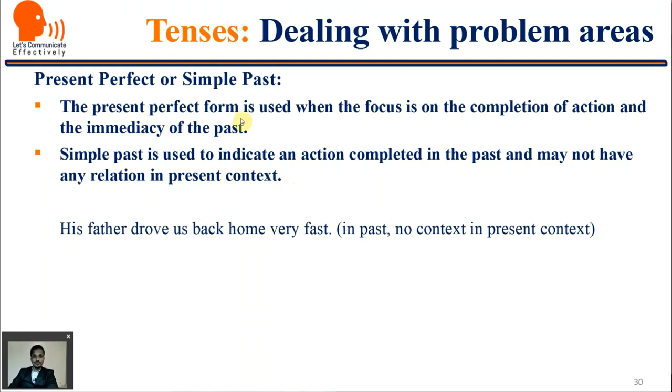The present perfect form is used when the focus is on the completion of action and the immediacy of the past. So, his father drove us back home very fast, right? The action is done. There is no relation in the present context. The action has already happened. That's why we use simple past. His father drove us back home very fast.